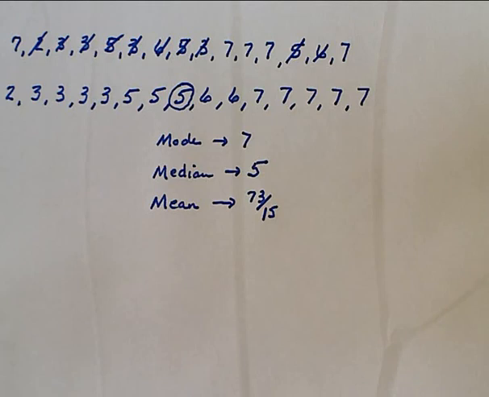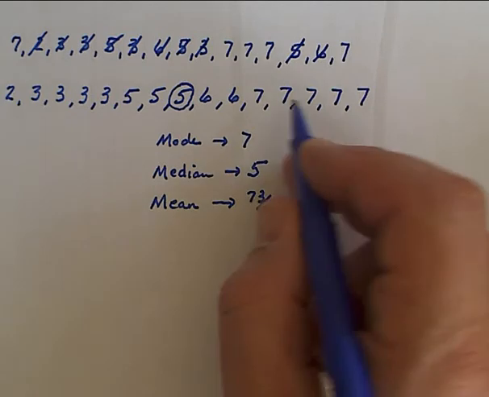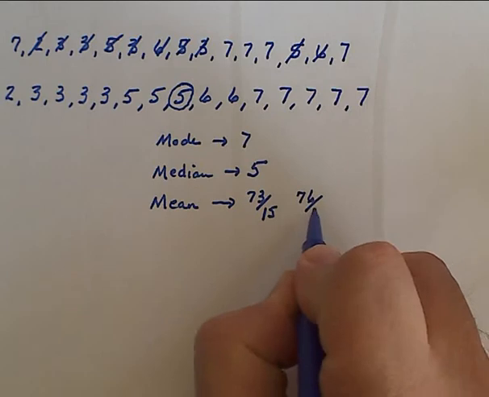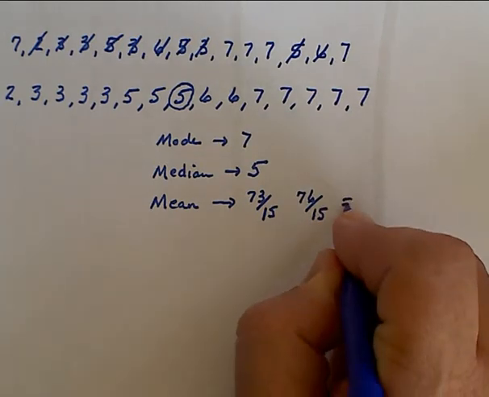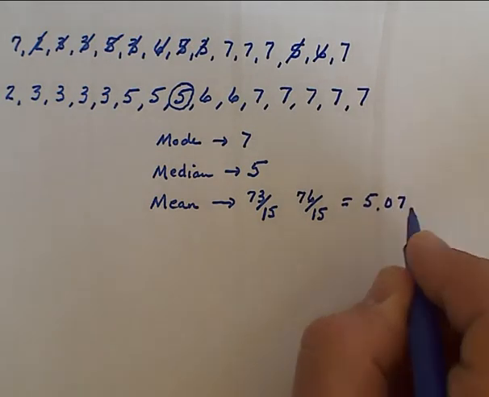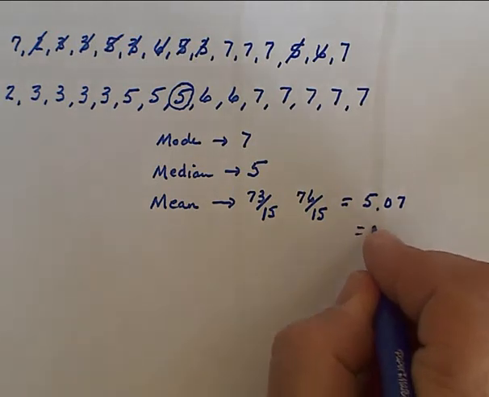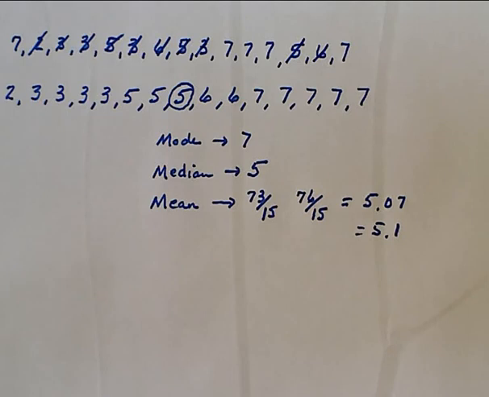Yeah, they're showing, if I added them up again, I got 76 over 15, which is 5.07. So you could call that 5.1 or just 5, depending on how you round those.